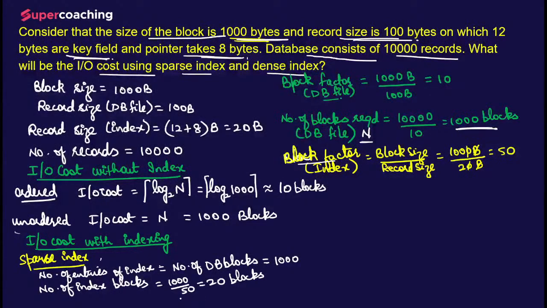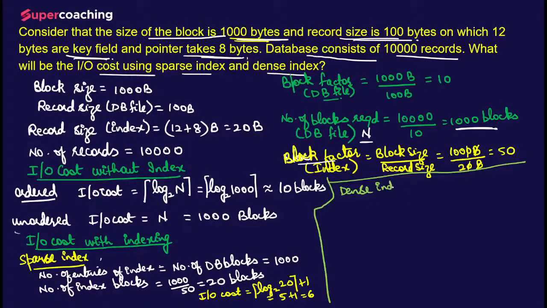So on the basis of this, we can write the IO cost. IO cost with sparse index is log base 2 number of blocks in the index file plus 1. This is more than 4, so it comes out to be 4 point something, that is 5, plus 1, that is 6. IO cost with sparse index is 6. Next one is IO cost with dense index.